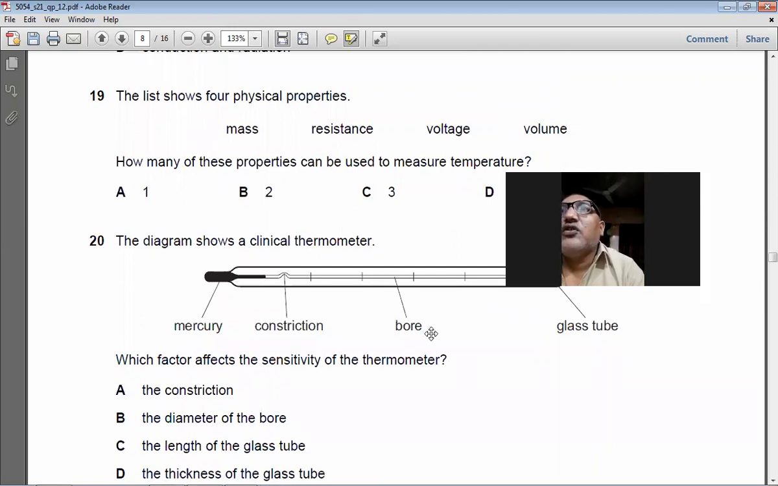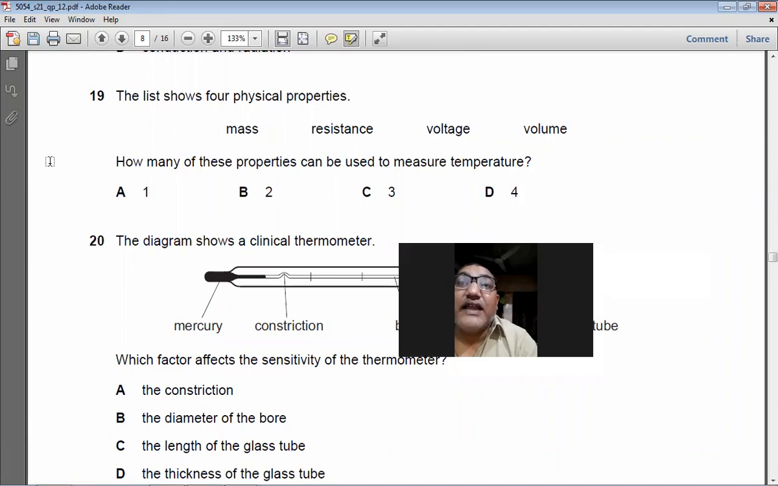Okay, so we have question number 19 showing up on your screen. It says the list shows 4 physical properties: mass, resistance, voltage, and volume. How many of these properties can be used to measure the temperature? You know, when the temperature changes, the resistance changes, so that can be used to measure the temperature. We make thermometers based on the resistance of a metallic wire. Voltage can be produced, EMF can be produced by changes in the temperature. We make thermocouples, which are thermometers based on the voltage.